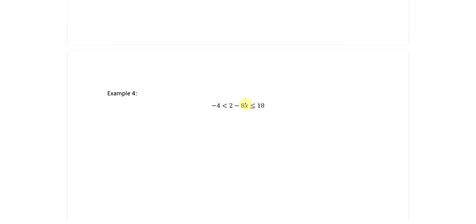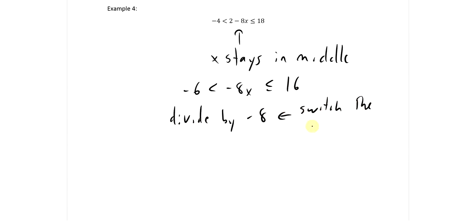Isolate x again. So in these three term ones, the x has to stay in the middle. So what do we do here? Well, we'll subtract a 2. And that gives me a minus 6 less than minus 8x less than or equal to 16. And then we'll divide through by minus 8. And of course that means switch the inequalities, with a big exclamation point.